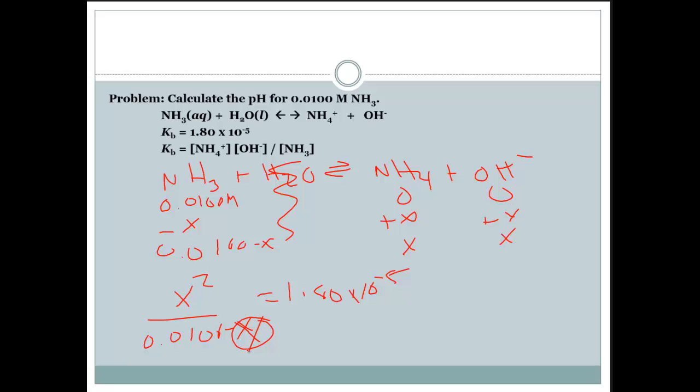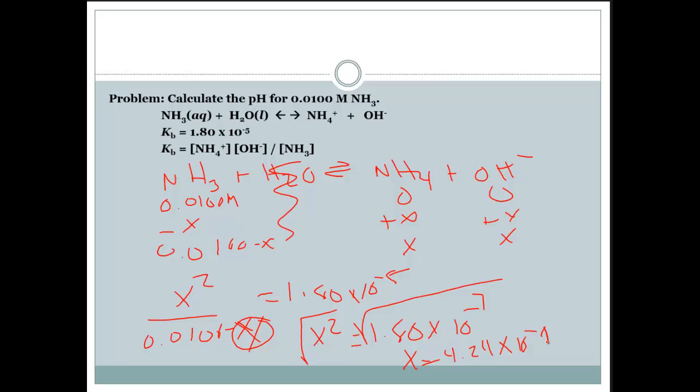So therefore, we're going to go ahead and cross multiply, and that comes out to be x squared is equal to 1.80 times 10 to the negative 7. Take the square root of both sides. X comes out to be 4.24 times 10 to the negative 4. That gives us our x here and our x here, which means we now know the OH minus concentration.